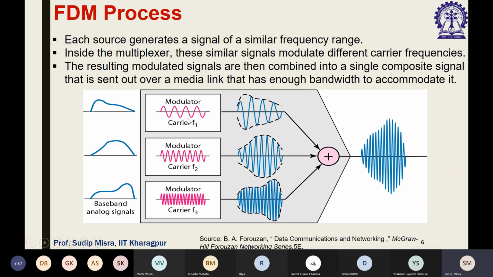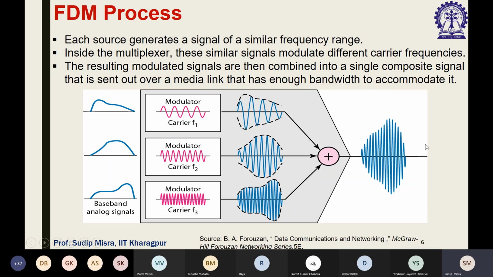So now these modulated signals are then combined in a certain way. Let us say that this is the modulation process and you get these modulated signals. So this is your modulated signal, this is the second modulated signal, this is your third modulated signal. These modulated signals are then combined in a certain way, and then it is sent out.